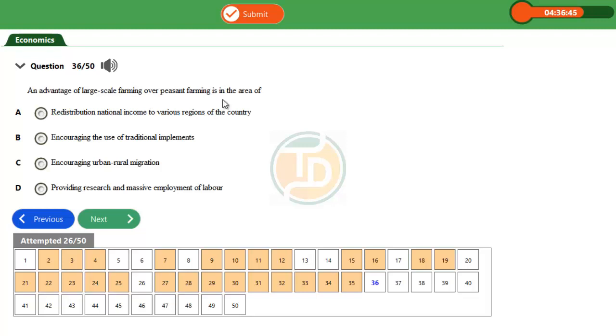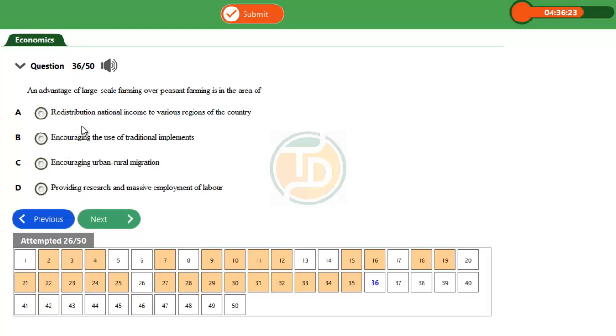While peasant farming is a type of farming that is done on a small scale, and peasant farming is usually used for consumption, and the leftover can then be sold. So that's the difference between large-scale farming and peasant farming. Let's look at the options again.